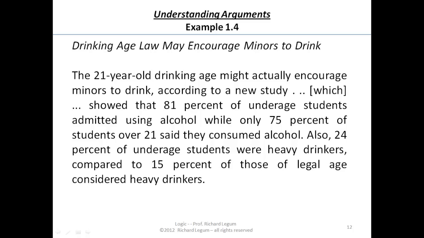Let's take a look at one more example from the book, example 1.4, of an argument from another context. Here it's coming from a scientific study, or it's at least using the results of a scientific study to try to prove a point. Let's read through and see what he's saying. Drinking age law may encourage minors to drink. The 21-year-old drinking age might actually encourage minors to drink.